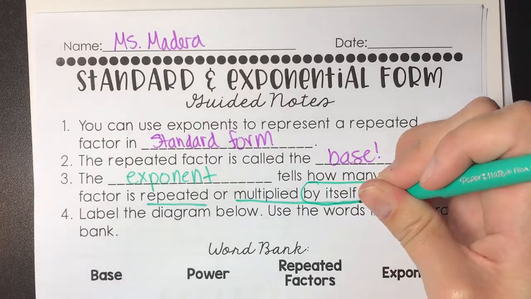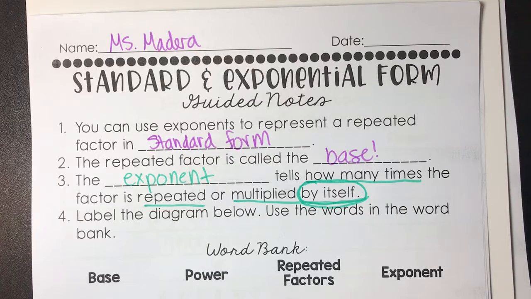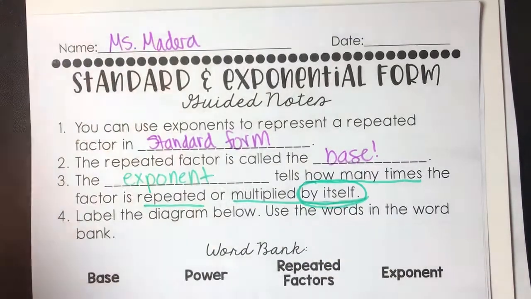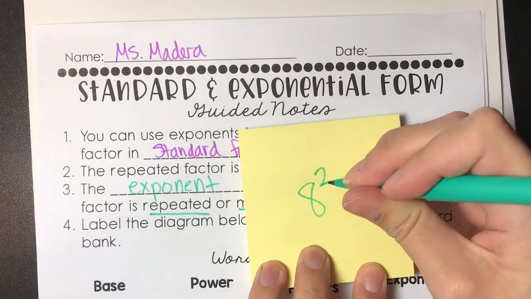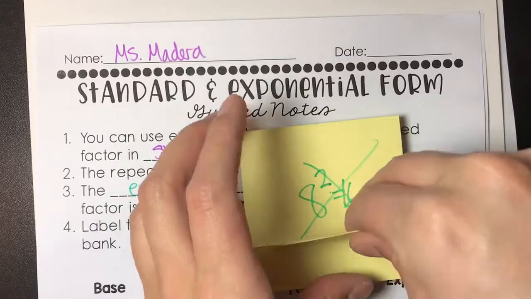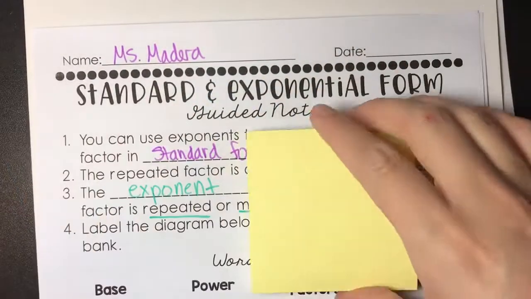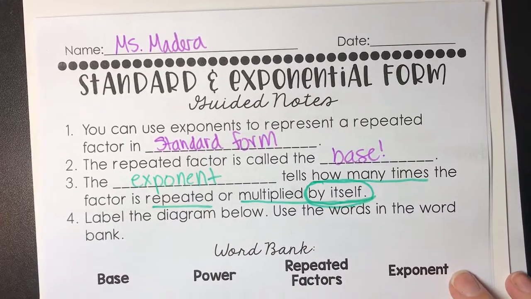Please circle "by itself." What are you circling? By itself. You are not making the mistake that so many students make from time to time. They accidentally think, oh, 8 to the second power, that's 8 times 2, which is 16. No. That is not what you are doing. So now that you have these notes, you'll know exactly what to do.